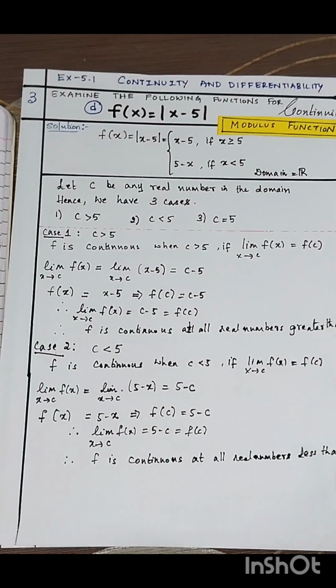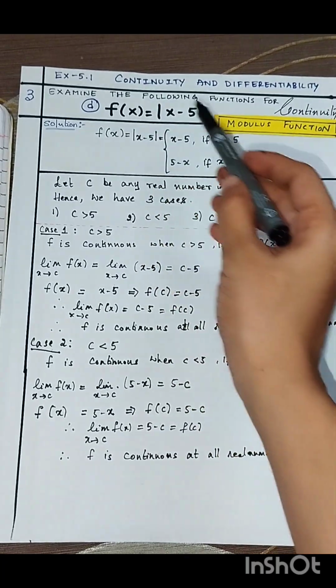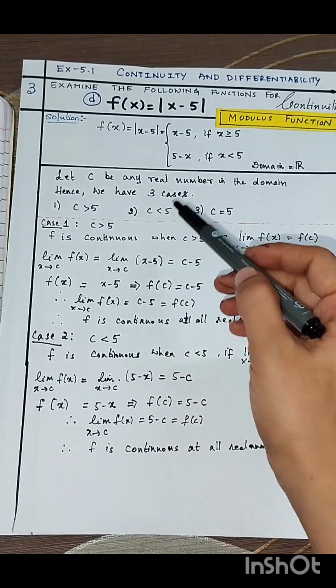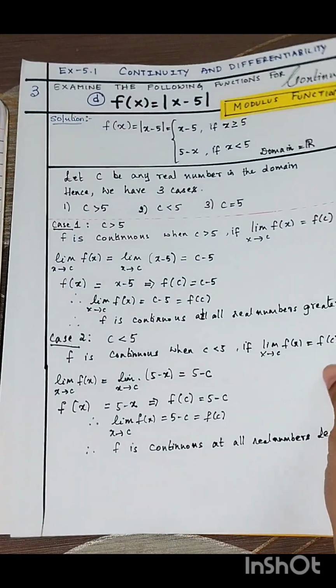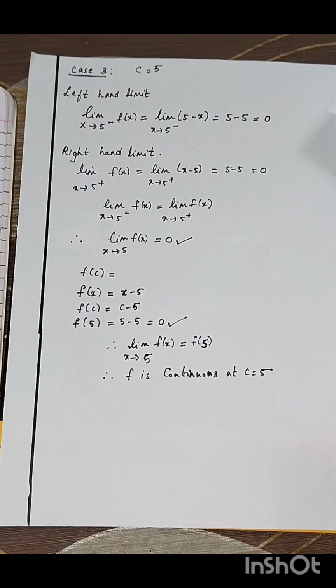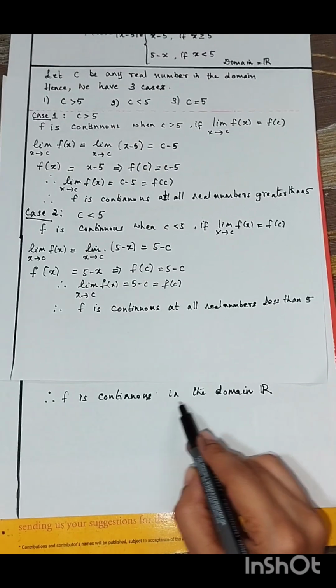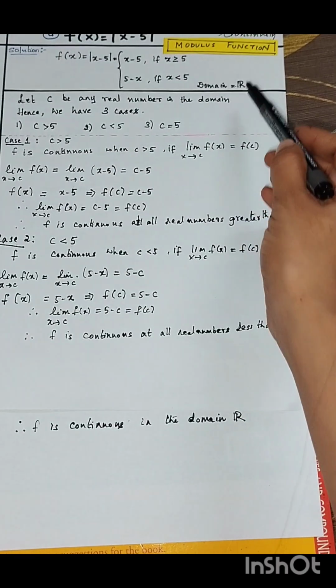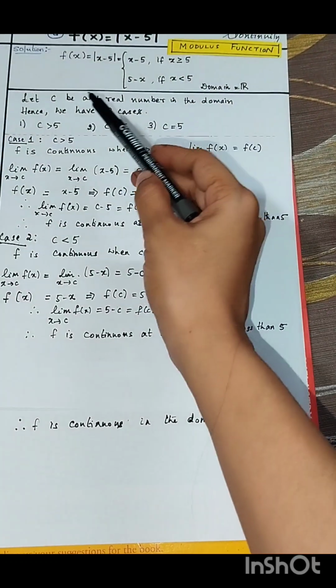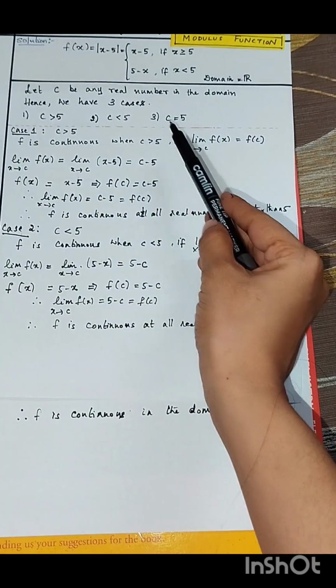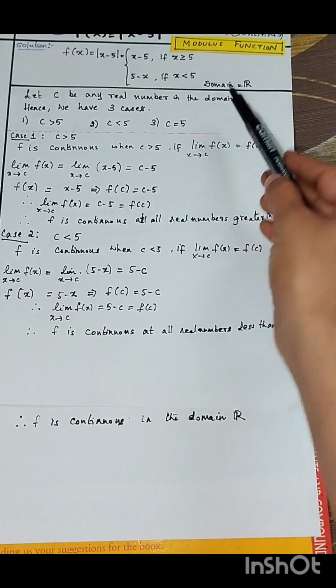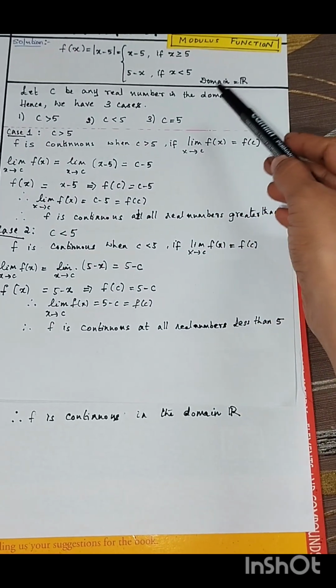So now we proved that the given function is continuous in all 3 cases. What is the final conclusion? That f is continuous in the domain R. The entire domain, which we divided into 3 parts, is continuous in all 3 parts, and therefore it is continuous in the entire domain.